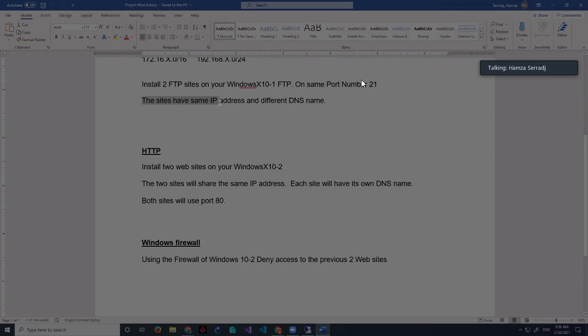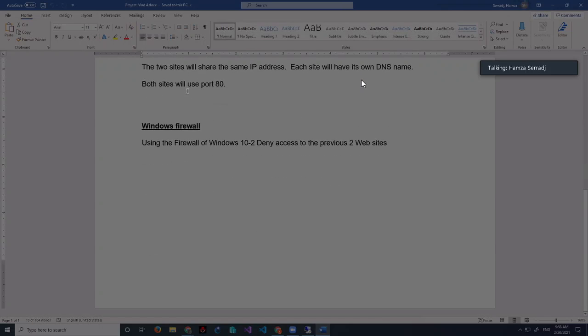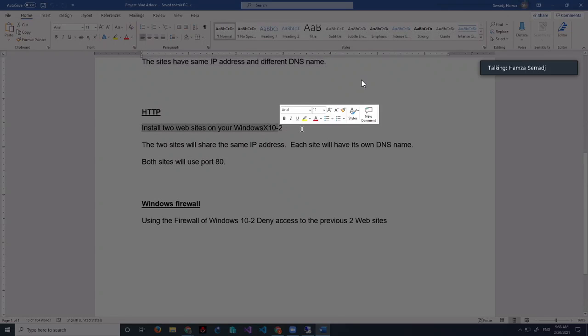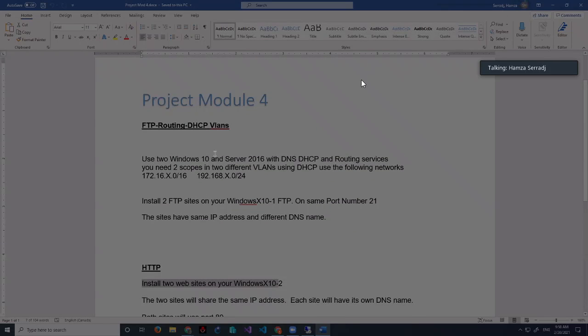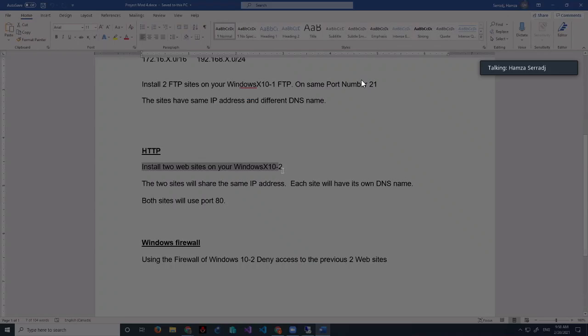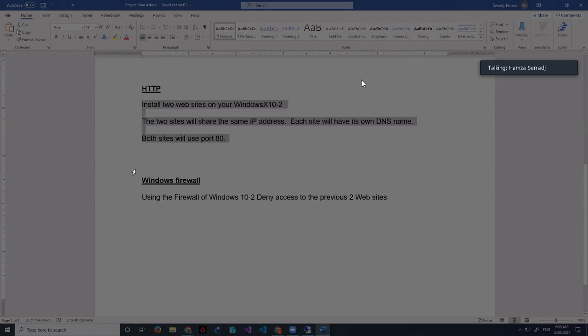The sites have the same IP address and different DNS names. HTTP: install two websites now on the other computer. The first was on Windows 10 1, now on Windows 10 2. The two sites will share the same IP address. Each site will have its own DNS name. Both will use the same port number. So it's the same thing, a virtual hosting based on virtual host name.